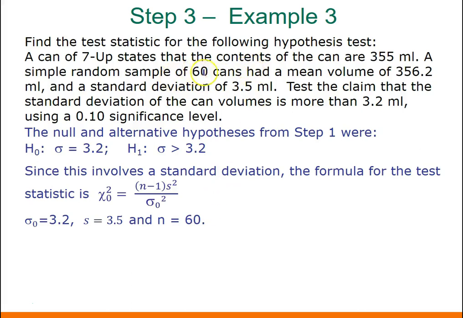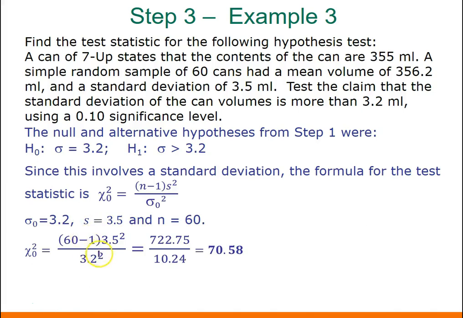So in our sample data, we had a random sample of 60 cans, so that's our N. And it actually gives us some extra information in this. It says that the mean volume was 356.2 milliliters. That doesn't get figured into our problem anywhere because what we're testing is the standard deviation. So what we're going to use from this is our sample standard deviation of 3.5. So that is our S that's going to go into our formula. So if we plug all of those things in, then we end up with a test statistic of 70.58.